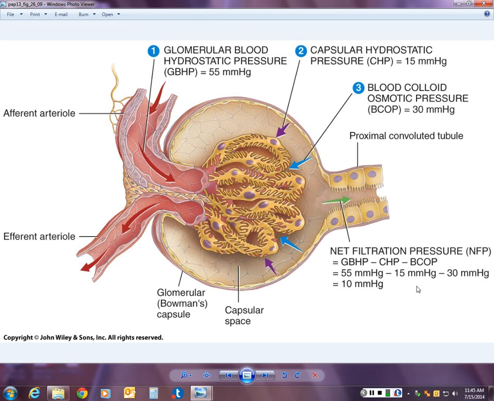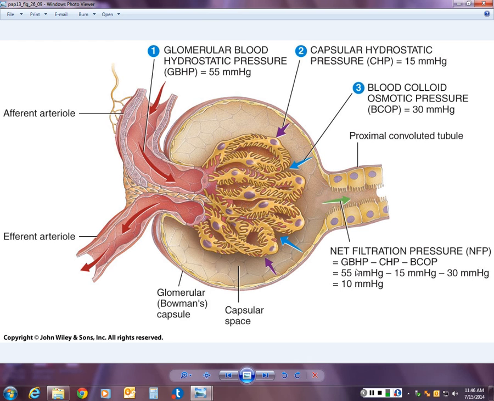So we do the math and take the difference between all the forces promoting filtration, which for our purposes is only glomerular blood hydrostatic pressure at 55, and then we subtract from it the forces trying to promote fluid moving back into the glomerulus, which would be the capsular hydrostatic pressure and blood colloid osmotic pressure. We get a difference of positive 10 millimeters of mercury. That means that fluid is being forced from the glomerulus into the capsular space due to this plus 10 millimeters of mercury difference. Now, that's the story behind net filtration.